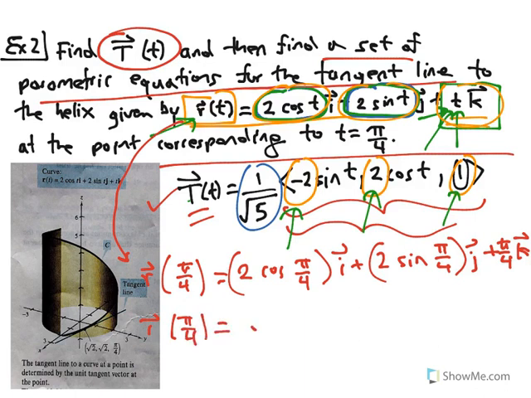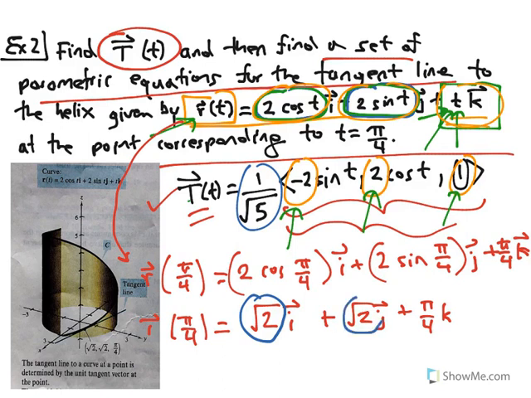Cosine of pi over 4 is square root of 2 over 2, so it is at square root of 2 i plus square root of 2 j plus pi over 4 k. In other words, you need to go from the origin positive square root of 2 units along the x-axis, positive square root of 2 units along the y-axis, and pi over 4 units along the k-axis to find the point.